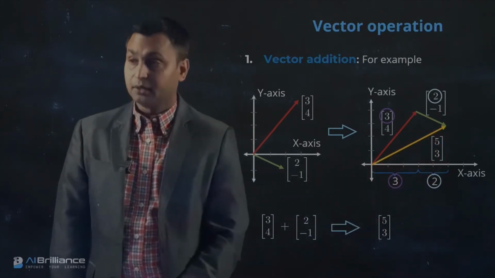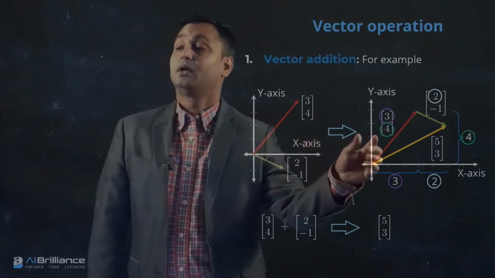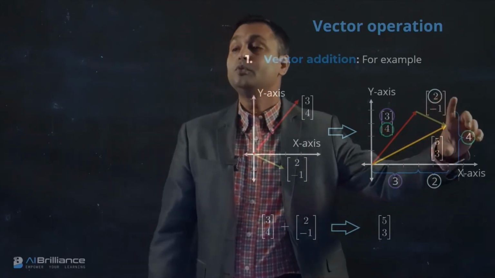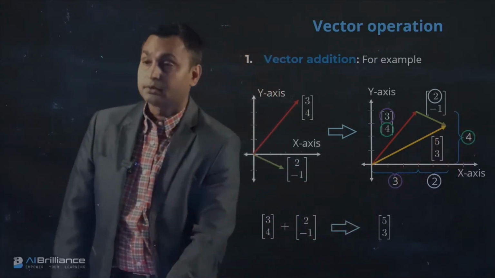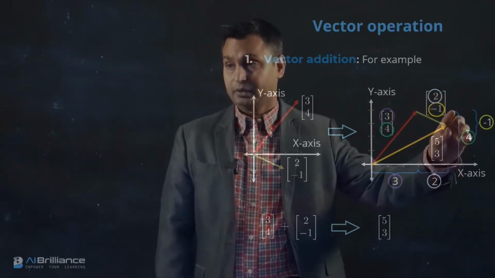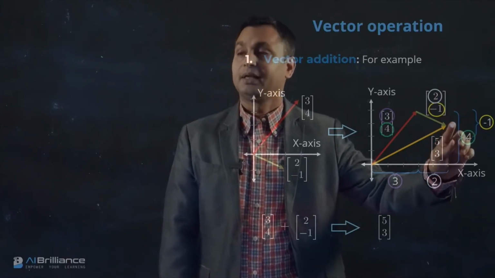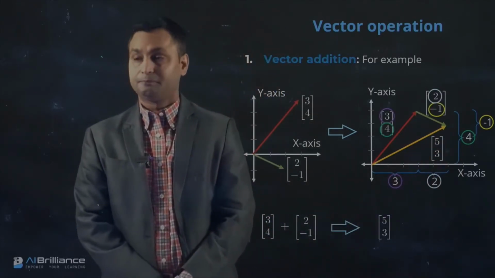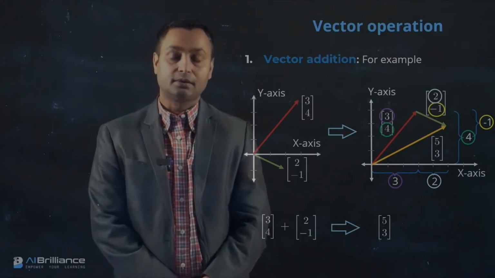And similarly, if I take the y component, or the second component of the ordered list, the first thing we need to do is move 4 units in the positive y direction, and then the second thing we need to do is move 1 unit backwards, or in the negative y direction. So I moved here and then moved back here, and that resulted in 3. And this is another way to understand the concept of vector addition geometrically.